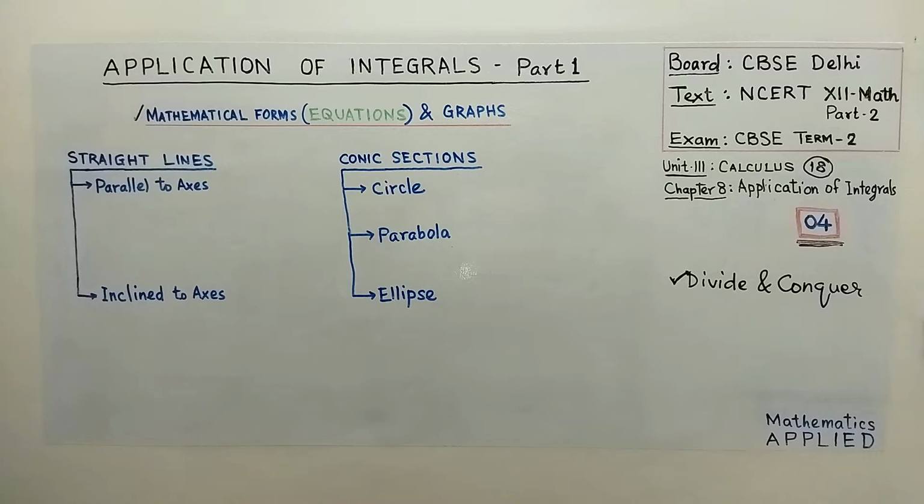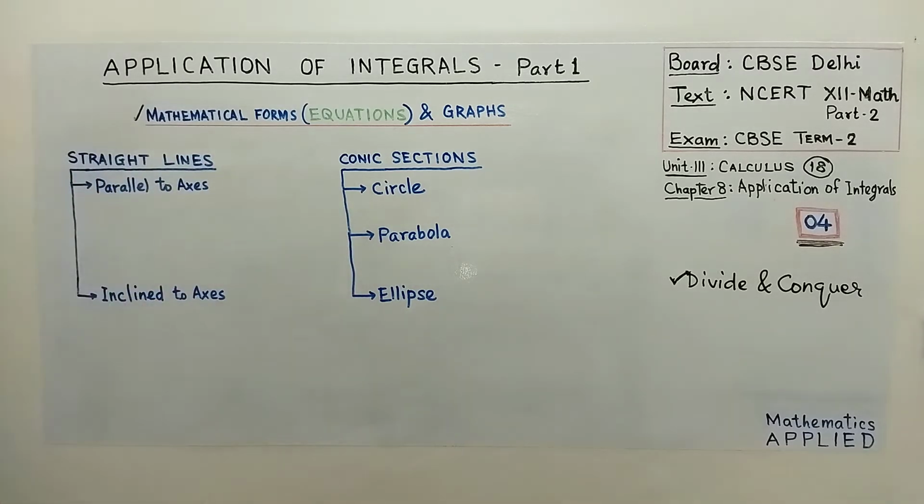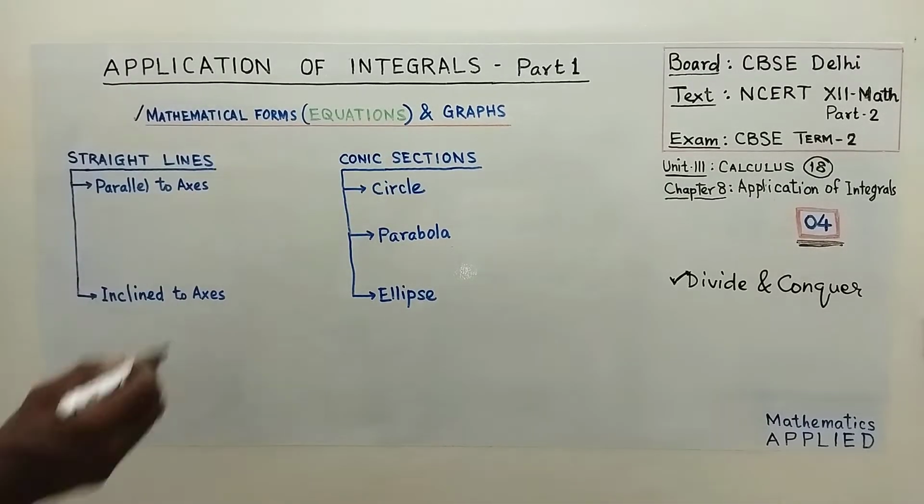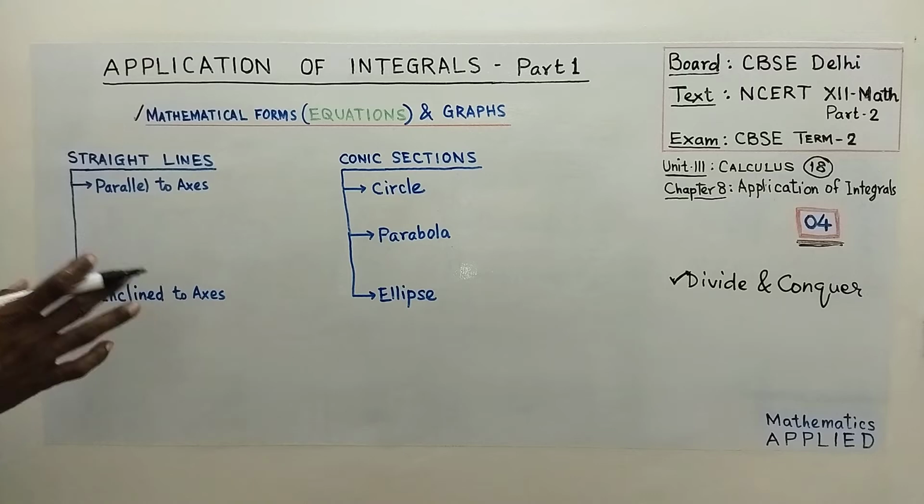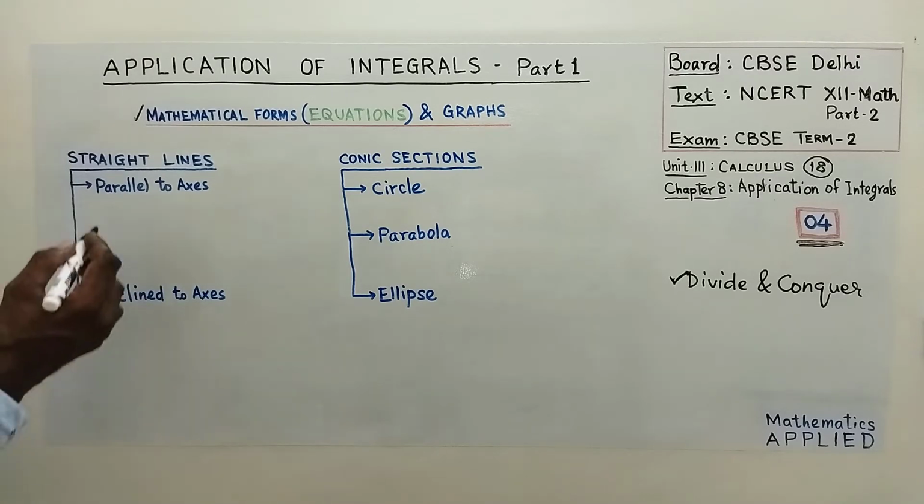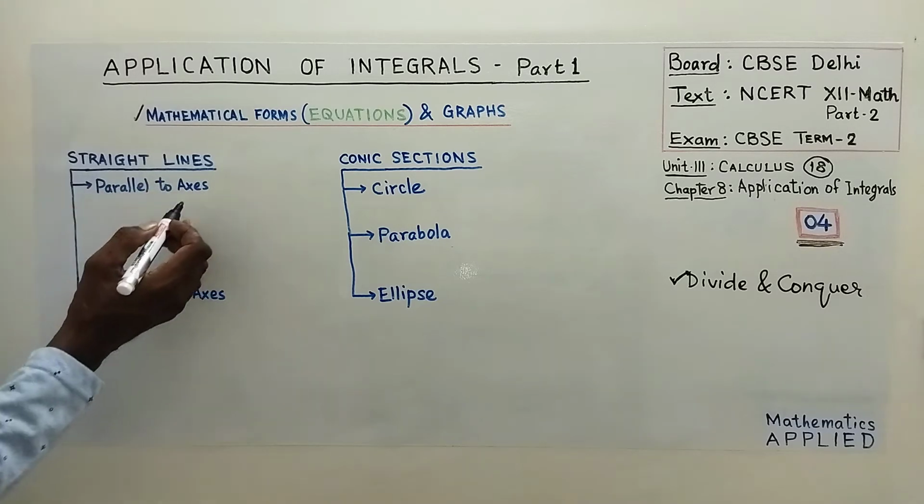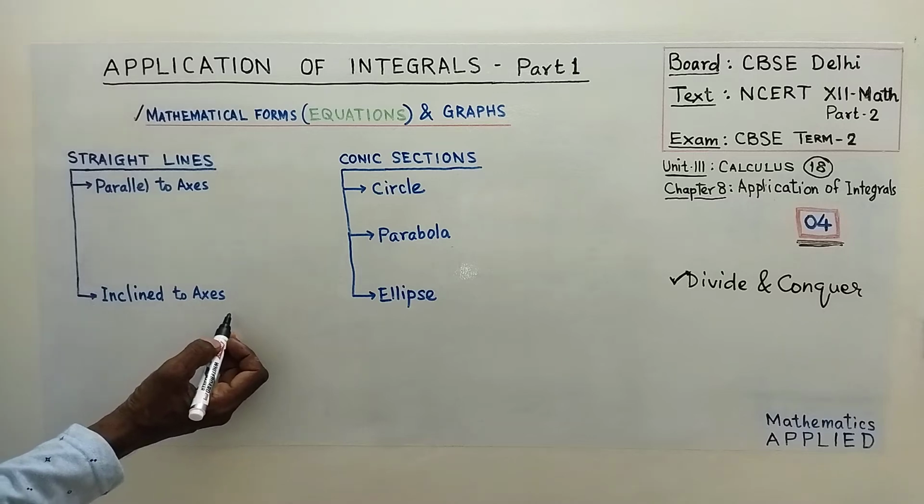Sometimes it will be said that it's a line, an ellipse, a parabola, or a circle. Sometimes it won't be said like that. So as an examinee, you should be able to recognize what that equation refers to. Mathematical form will refer to some graph. We already know that whatever equations we have, corresponding to that equation there will be some graph. Let's go ahead with straight lines. Parallel to axis is one set of lines, inclined to axis is another set of lines.